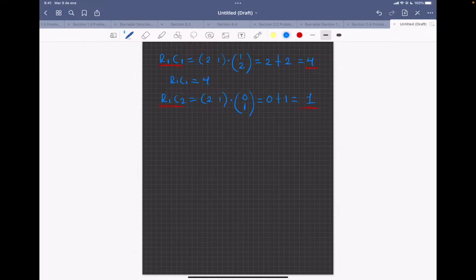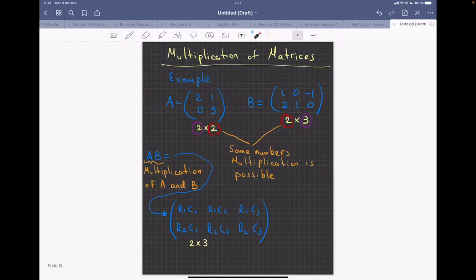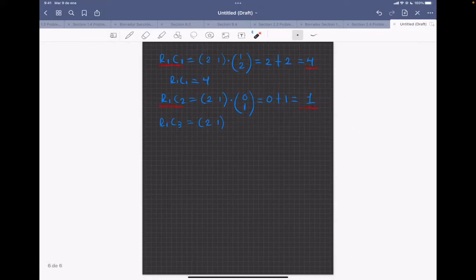Next one, row 1, column 3. Row 1 is 2, 1 in the first matrix, times column 3 in the second one, which is negative 1, 0. And this becomes 2 times negative 1, negative 2, plus 1 times 0, 0, so we have negative 2.